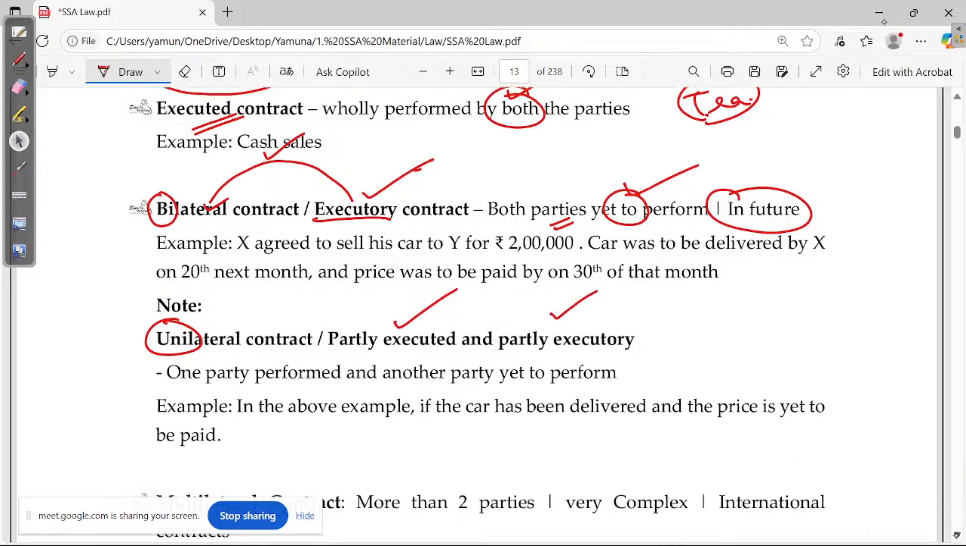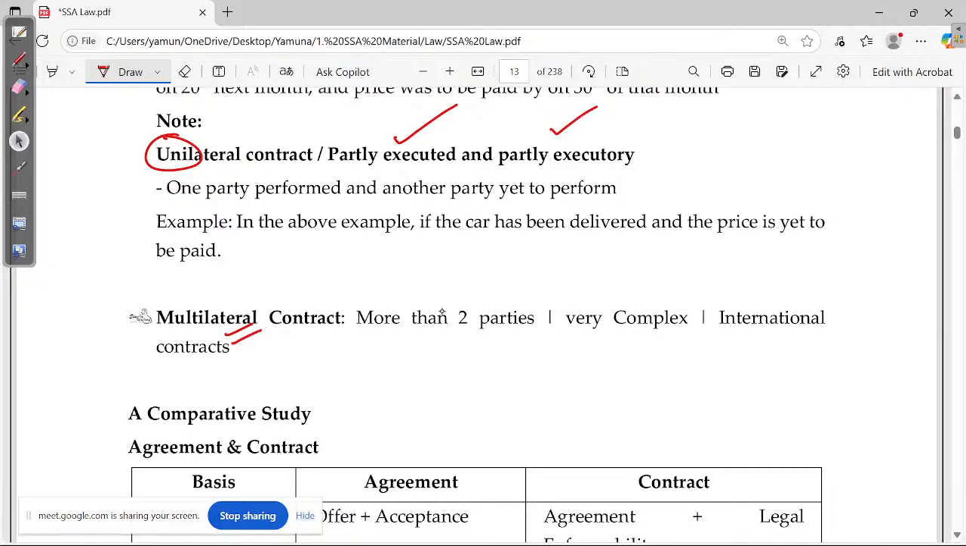Then multilateral contract, where there are more than two parties. Actually, it's very complex. When you go for international contracts, this will happen. So you can just make a note of this. What do you mean by multilateral?